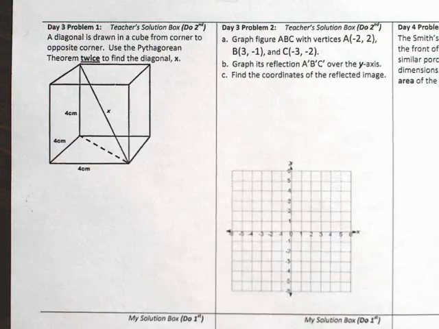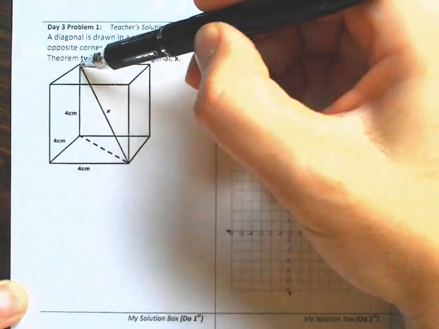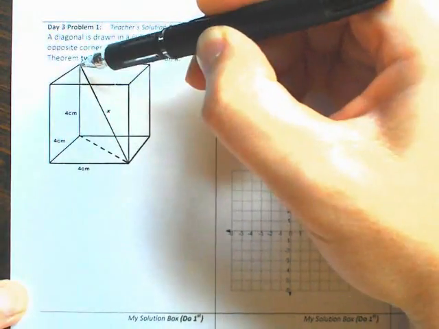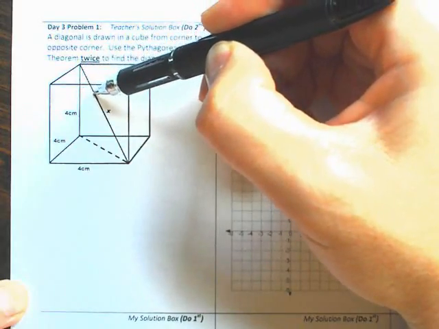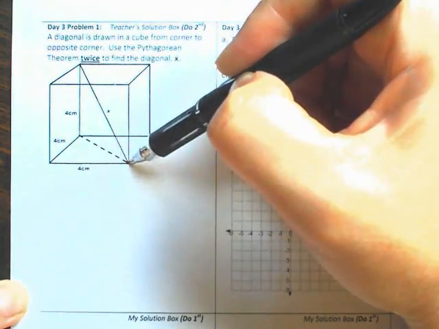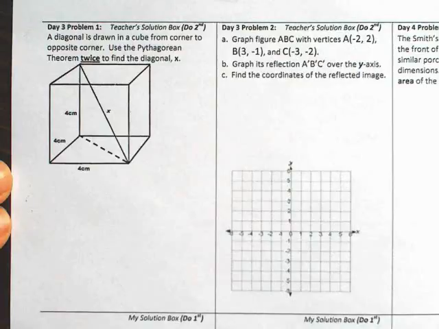Day 3, Problem 1. A diagonal is drawn in a cube from corner to opposite corner. In this drawing, that's this segment right here from the back top corner and then coming through the middle of the cube and touching now at the front bottom corner of the cube. Use the Pythagorean theorem twice to find the diagonal x.